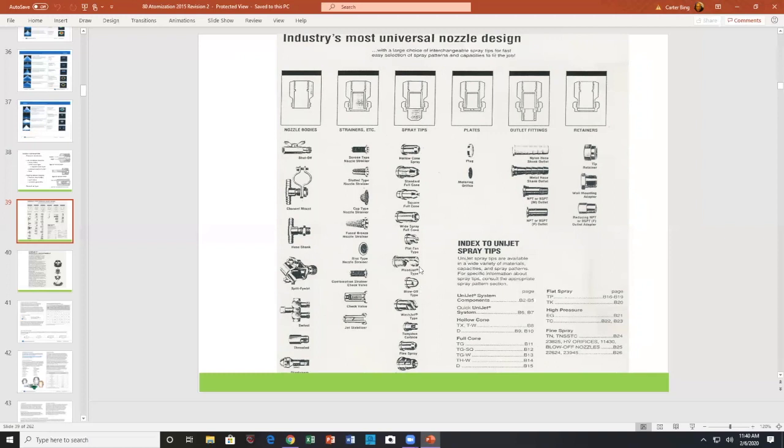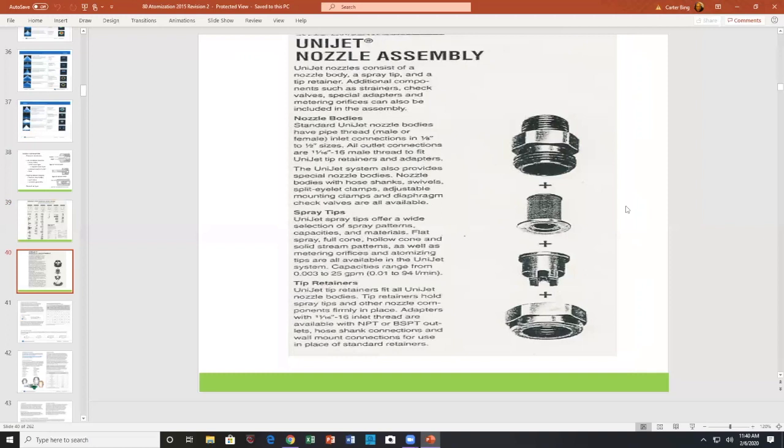Again, what sort of hollow cone, full cone, flat spray. And then you have outlet fittings. I guess this goes out here in case you want to change the shape of your spray. And this is repeated here. Basically, you have maybe something to hold the body, then you have a filter, then you have the spray tip, and then you have the retainer.